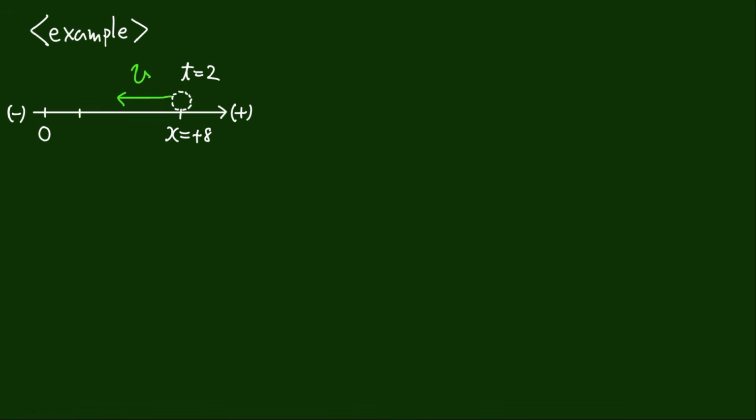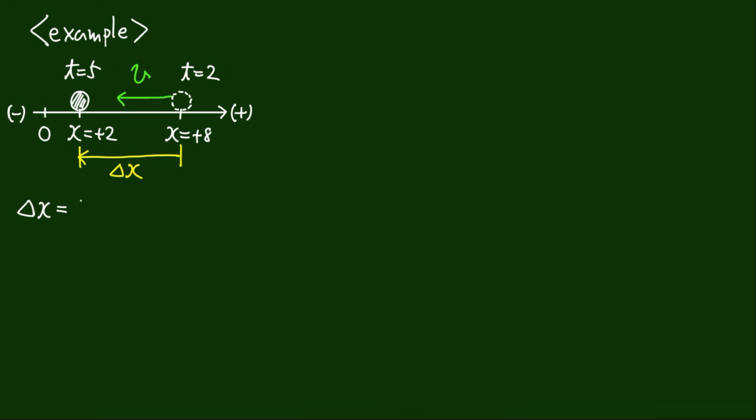So from this state, as the ball rolls to the left, let us say it reaches x-coordinate plus 2 at time t equals 5. Yes, let us consider the displacement and velocity in this case. First, regarding displacement, since it is moving to the left, we can predict that the displacement will be negative. Yes, let us calculate it.